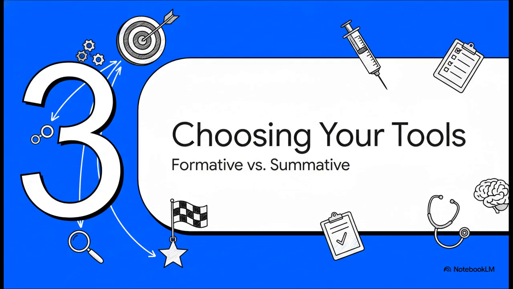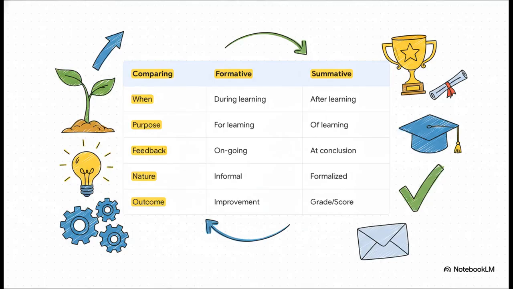So how do you, as the person designing a learning module, choose the right tool for the right job? Well, it all comes down to your learning goal. This table lays out the differences perfectly. Just look at the purpose. Formative is all about improvement, while summative is about evaluation. The feedback in formative is continuous. In summative, it's at the very end. The main thing to remember is they are not interchangeable. They serve completely different but equally vital functions.